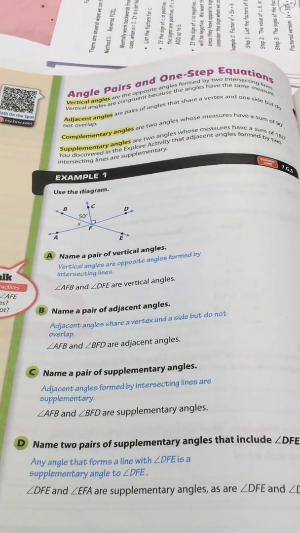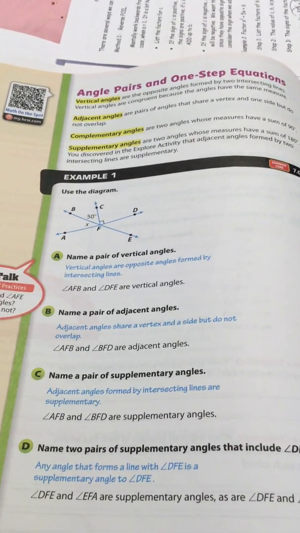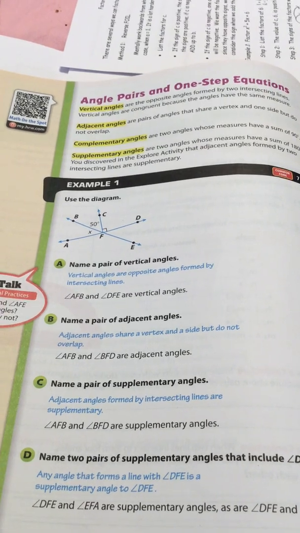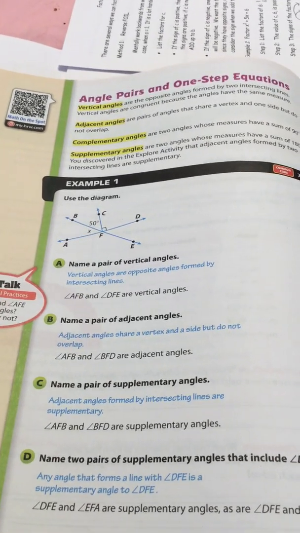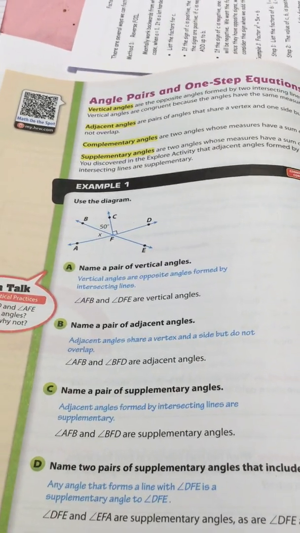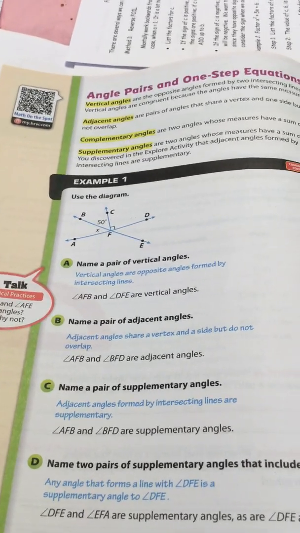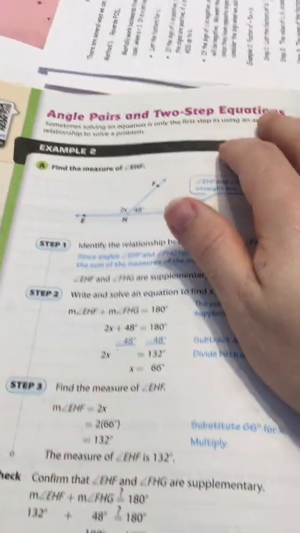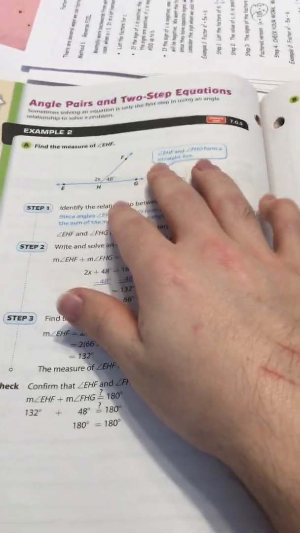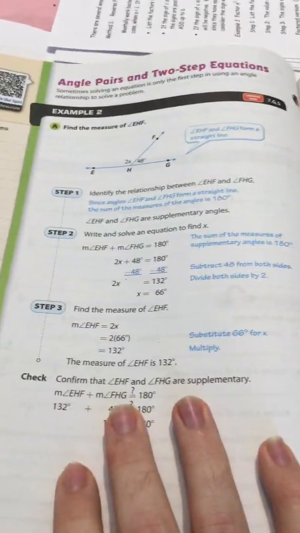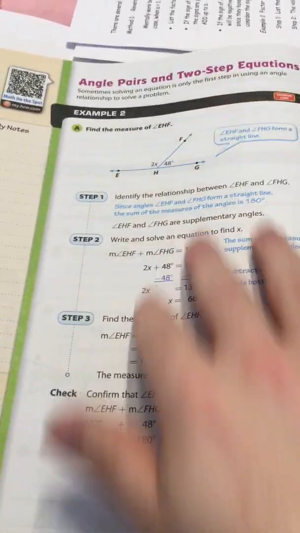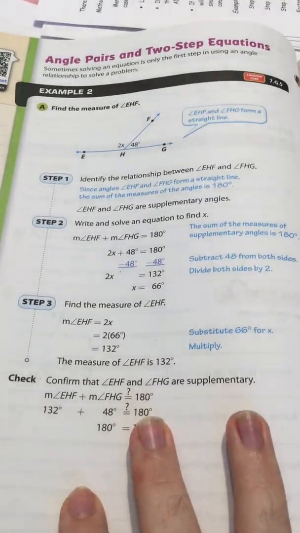Hi. So yesterday we were talking about angle pairs and one-step equations. We were talking about our vertical angles, adjacent angles, complementary angles, and supplementary angles. Today we're going to be talking about angle pairs. And the book says two-step equations. They want you to solve two-step equations. But really, these are still going to be one-step equations.